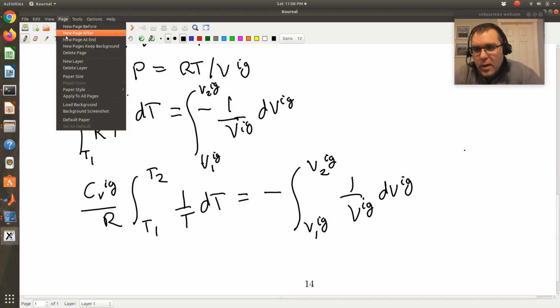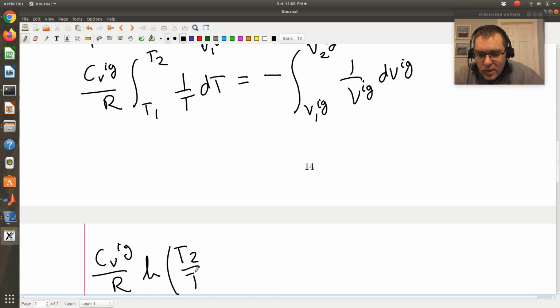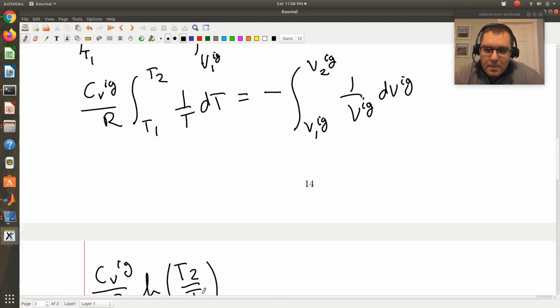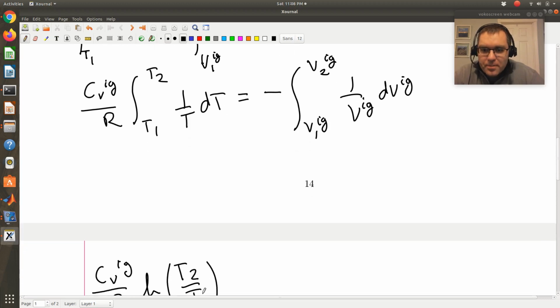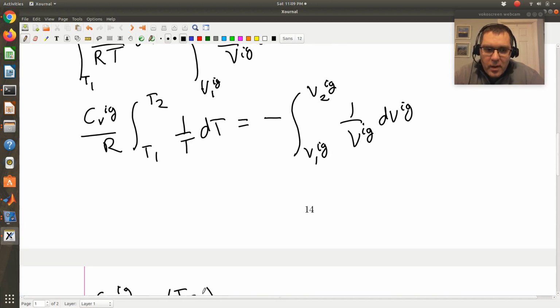Let me add a new page. Working out the integral, this is CV ideal gas over R. Then the integral of 1 over T is log. So this becomes log, and I'll have T2 over T1. No need for absolute values or anything; it's assumed here we're working with absolute temperatures. So I'll have CV^IG over R log T2 over T1, and I should emphasize here.